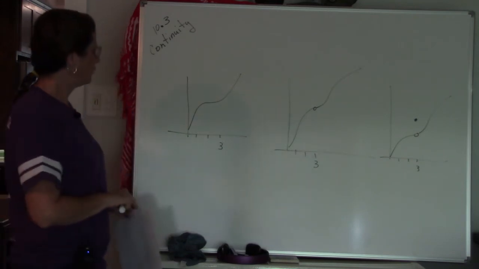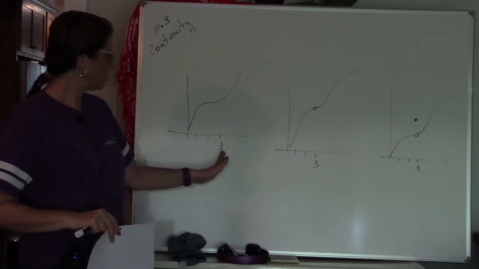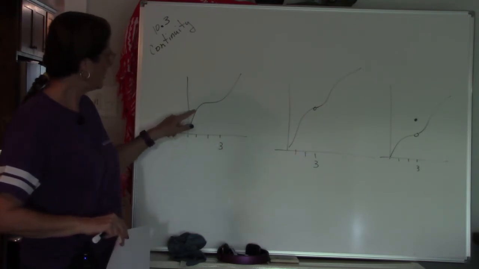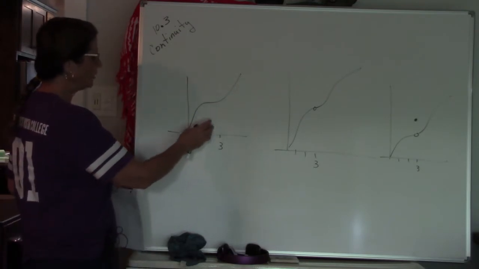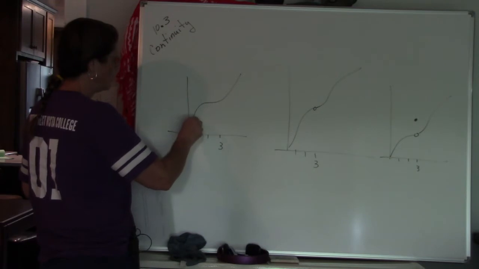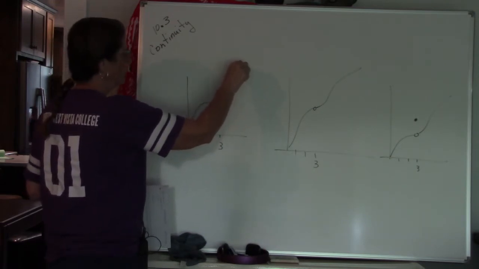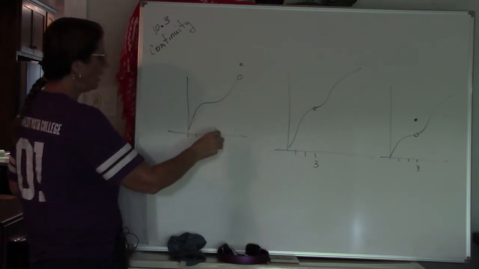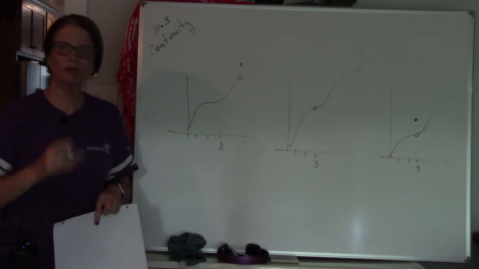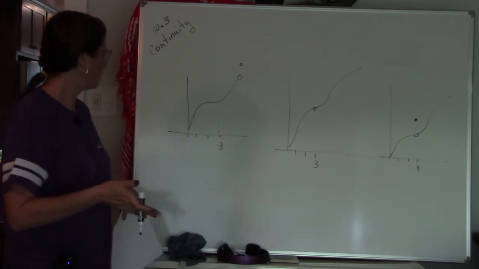So I drew 3 different graphs. We're talking about when x is approaching 3. Okay, so if you notice on this one, you can see that I don't really care. I could have a hole over here, or a hole here and a point here. All I care about is what is going on right here. Okay, we're looking at a very specific point on our graph.